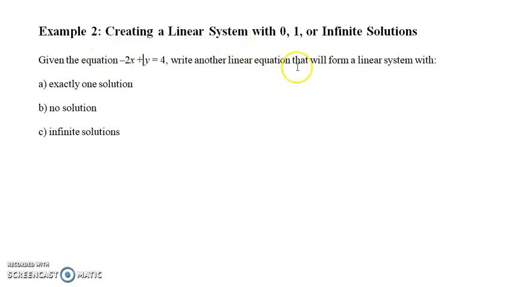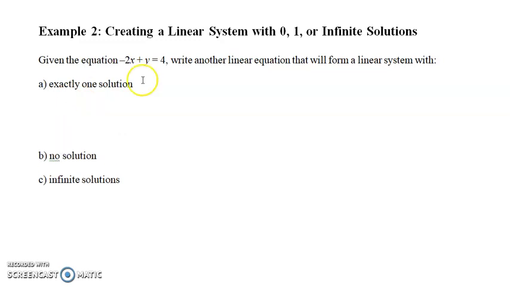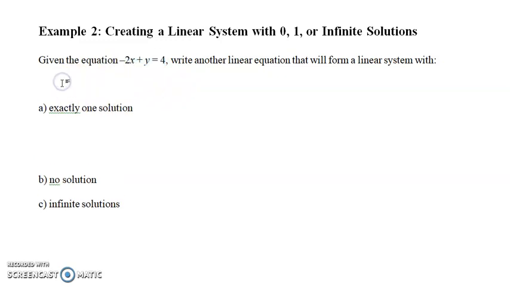So it says, given the equation, write another equation that will form a linear system with exactly one solution. So again, there's going to be an infinite number of answers here. So the first thing you want to do is take your equation and transfer it into y equals form, slope-intercept form. So we'd add the 2x to both sides, right?